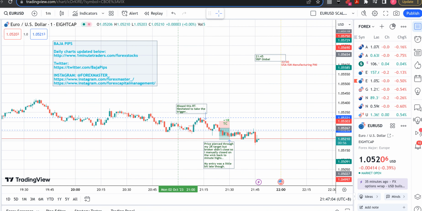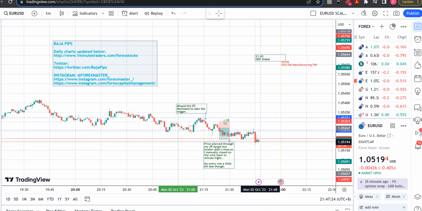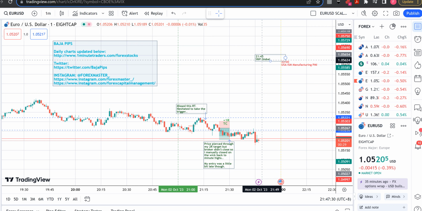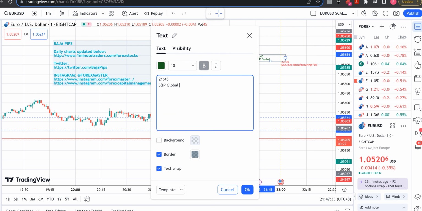Y'all know what? It's not relevant, but hold on. Yeah, this stop loss is too large anyways, so I don't want to take this. It's a 4.5 pip stop loss. So that's not a trade yet. Finish typing.